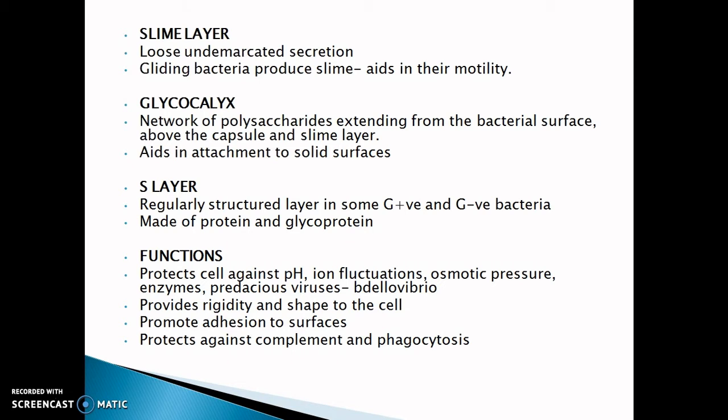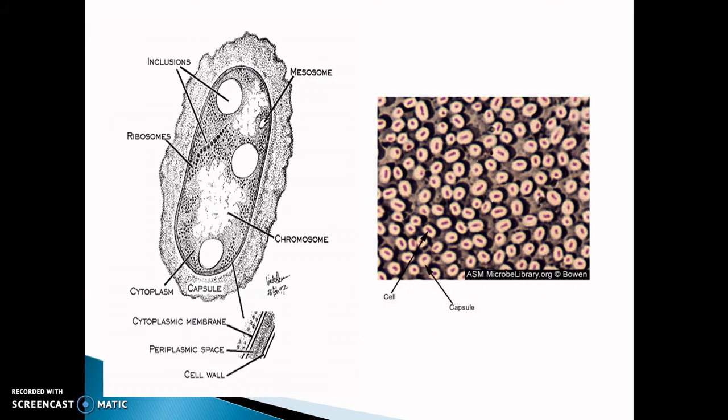S layer is a regularly arranged structured layer present in some gram-positive and gram-negative bacteria and is made up of protein and glycoprotein. The functions of all these structures are that they protect the cell against pH and ion fluctuations, osmotic pressure, enzymes, and any fungus or virus, for example Bdellovibrio. It also provides rigidity and shape to the cell. It promotes adhesion to different surfaces, and it also protects against complement and phagocytosis.